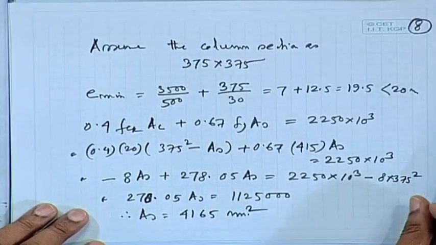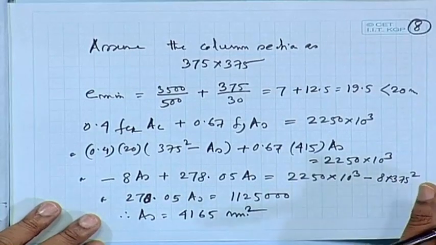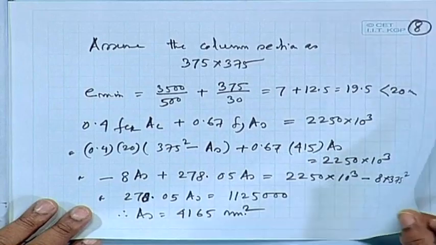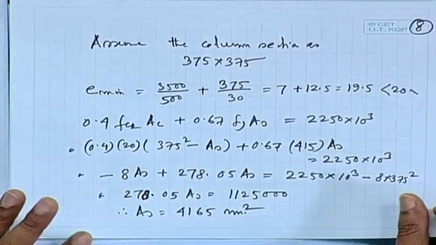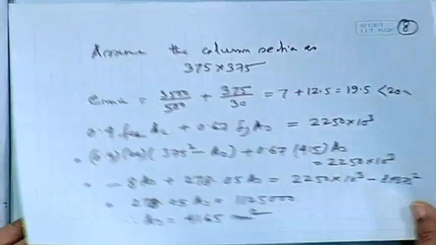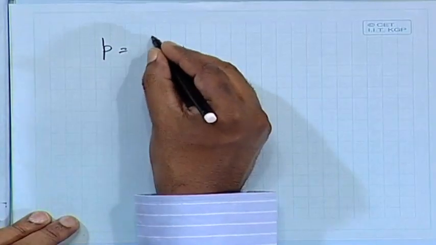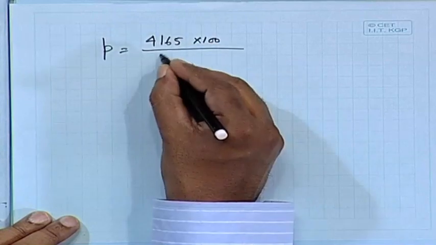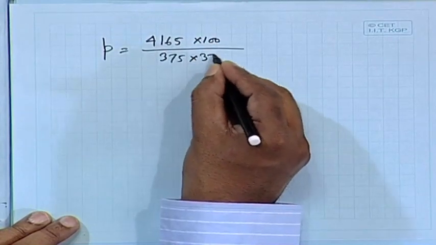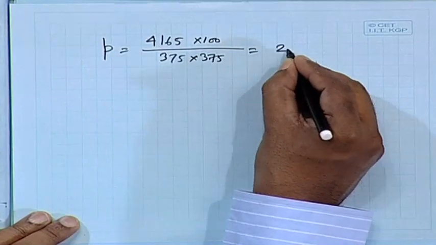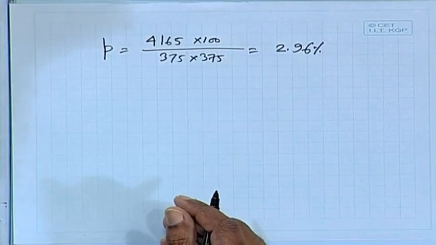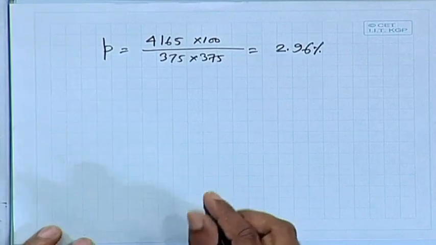4165 square millimeter. So, your As, area of steel, we have got as 4165 square millimeter if we have that section 375 by 375. What about the percentage of steel? We can find out the percentage of steel. P equal to 4165 into 100 by 375 into 375 equal to 2.96%. So, we get 2.96%.